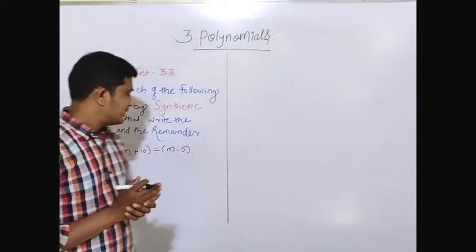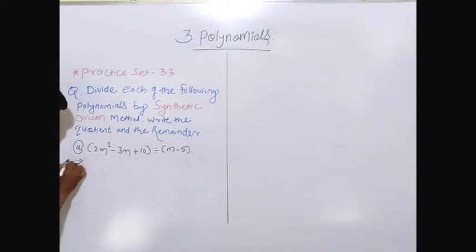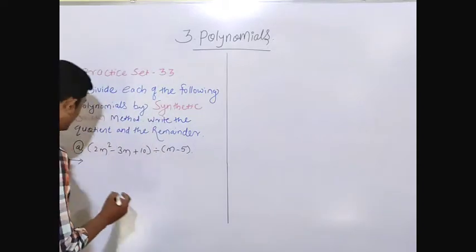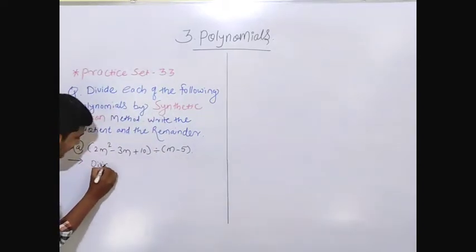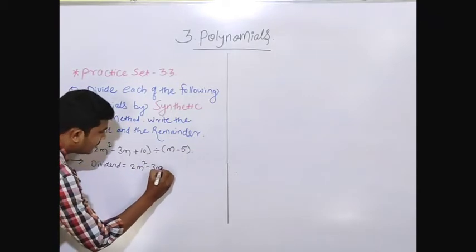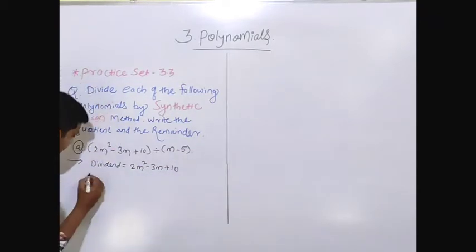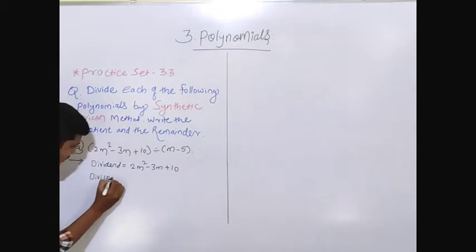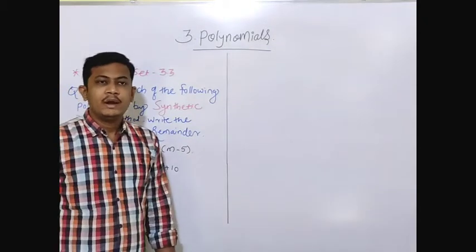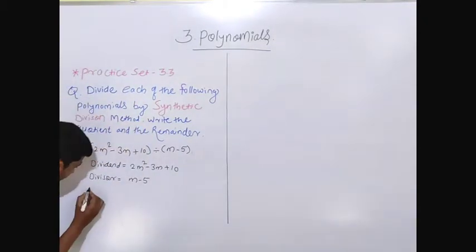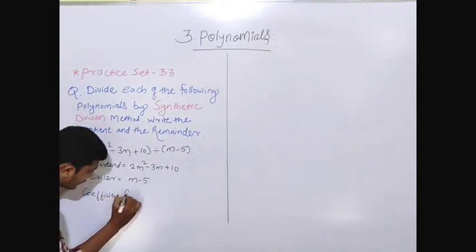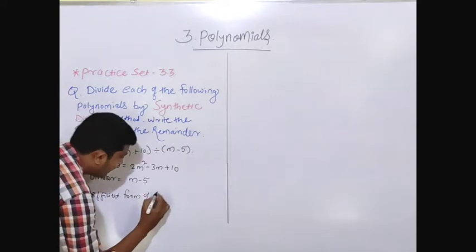Before going to solve, first we have to write the given dividend in coefficient form. So dividend equals 2m square minus 3m plus 10, and divisor equals m minus 5. First of all, we have to write the coefficient form of the dividend.